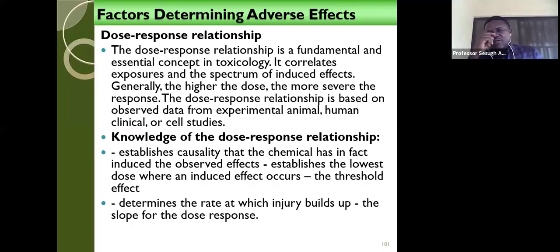We mentioned something when we started discussing toxicology, when we were looking at definition of terms. We talked about dose response relationship, and that has come up here again.